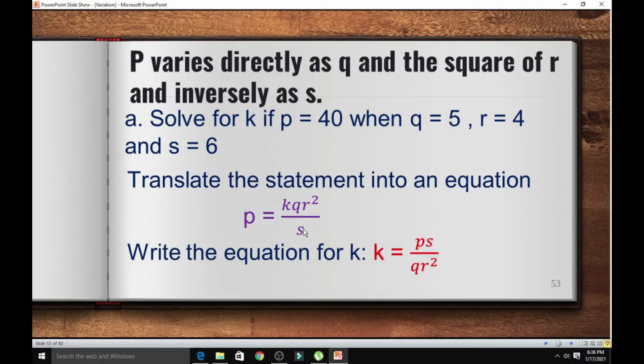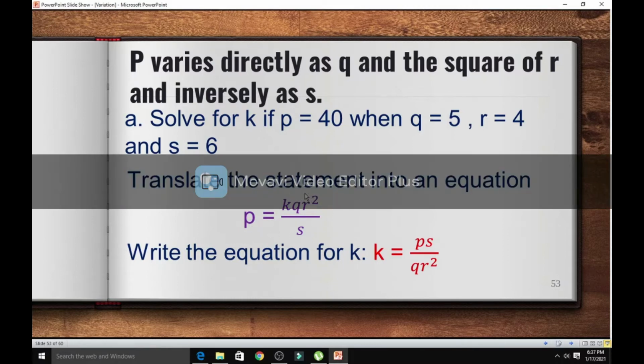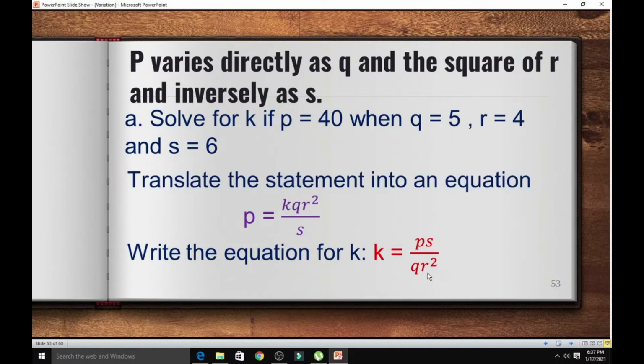So, after that, hahanapin naman natin yung equation for K. So, write the equation for k. So, paano natin gagawin yung equation for k? Ano yung dalawang variables na kasama ni k sa numerator? QR squared. Ilalagay lang natin siya sa denominator, and then we will get the product of the variable on the left side and on the denominator.